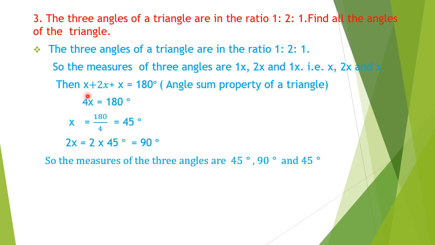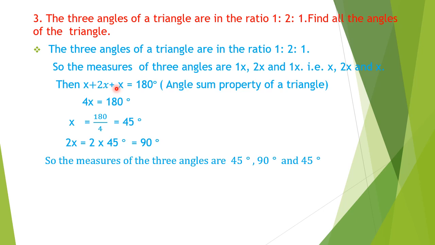Okay, now x plus x is 2x. 2x plus 2x is 4x. Here, with x you have the number 1. Here it is 2. Here again we have 1. So we are adding the coefficients: 1 plus 2 is 3, 3 plus 1 is 4.